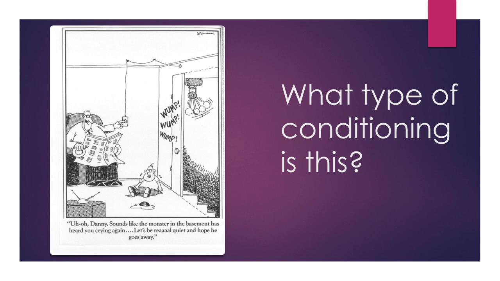So you see here in this slide, a young boy named Danny, who's apparently spilled something in a bowl. It's spilling all over the place, and his dad has decided to operantly condition the fact that Danny has chosen to cry after spilling that bowl. So he pushes a button, and this button activates a lever that bangs against the door, and you see the whoomp whoomp whoomp sound that the mallet is making on the door. And he says to his child, "Uh-oh, Danny, sounds like the monster in the basement has heard you crying again. Let's be real quiet and hope he goes away."